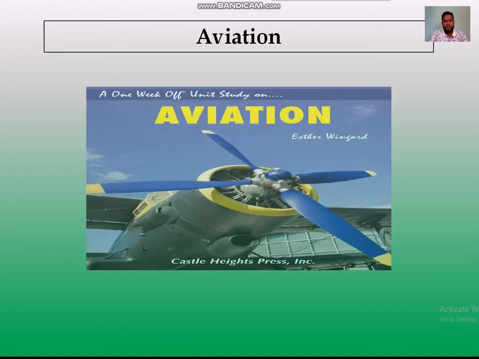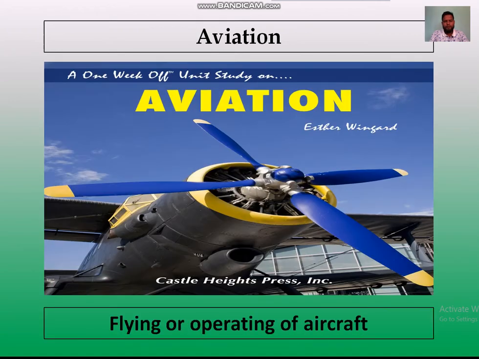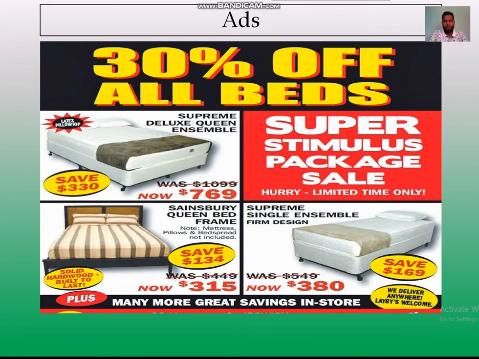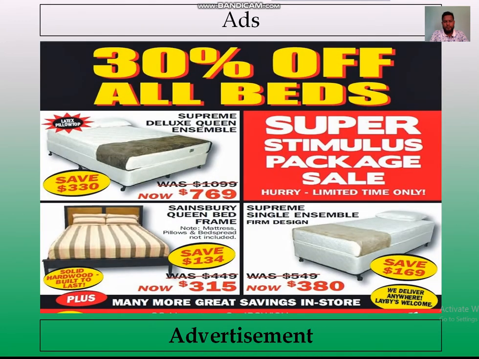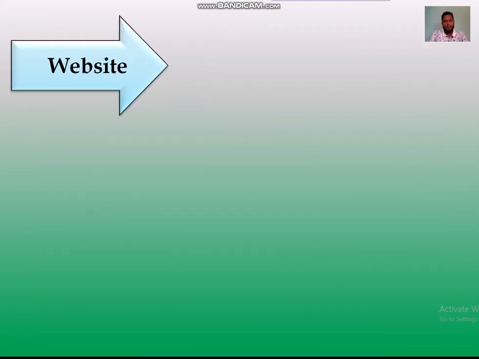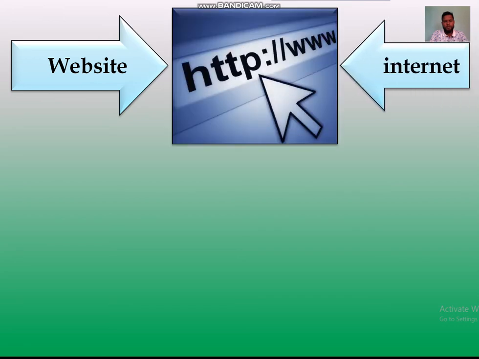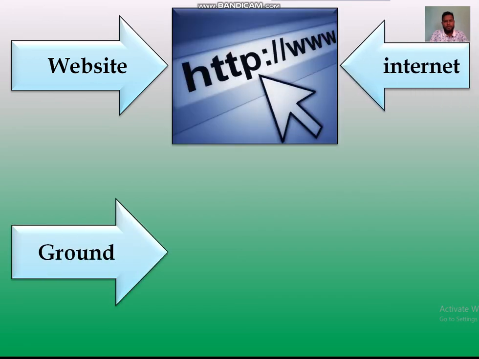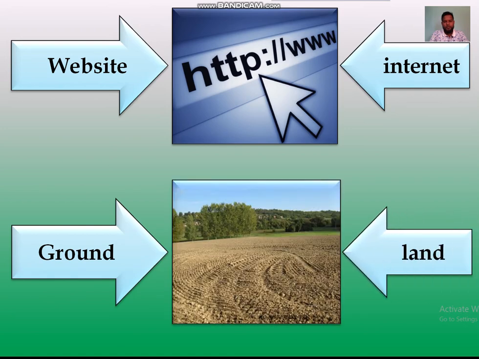The next one is aviation. Aviation means flying or operating of aircraft. The next one is ads. It is a very familiar word, there are some advertisements. It means advertisement. The next one is website. Need not be described, I know. The next one is ground. Land is the meaning of that particular word, ground.